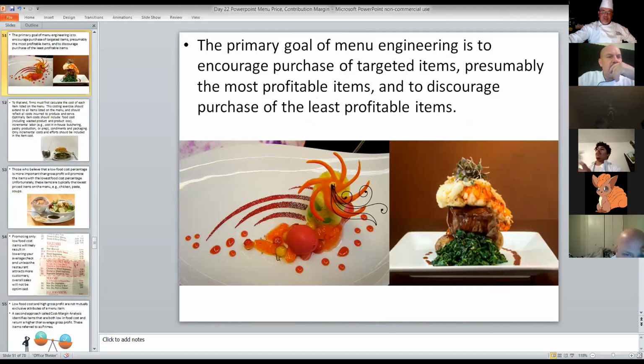The primary goal of menu engineering is to encourage purchase of target items, presumably the most profitable items, and to discourage purchase of the least profitable items.